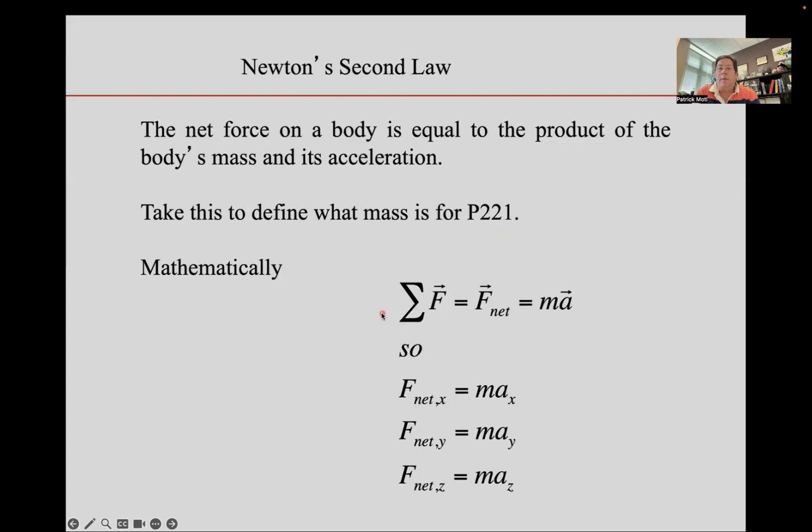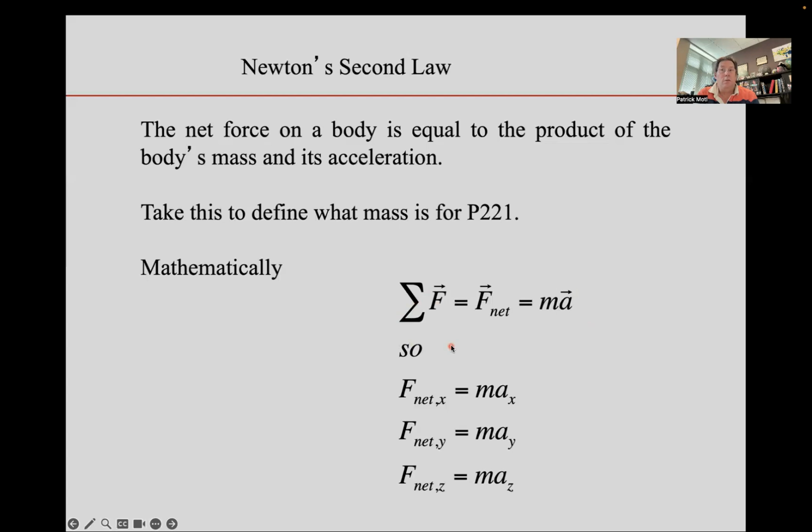All right. So as a mathematical statement, we have Newton's second law of motion: add up all the forces acting on an object. So that is our net force, just the vector sum of all the forces together. And that is equal to the mass of the object times its acceleration. And acceleration is the time rate of change of velocity. So it's dv/dt.